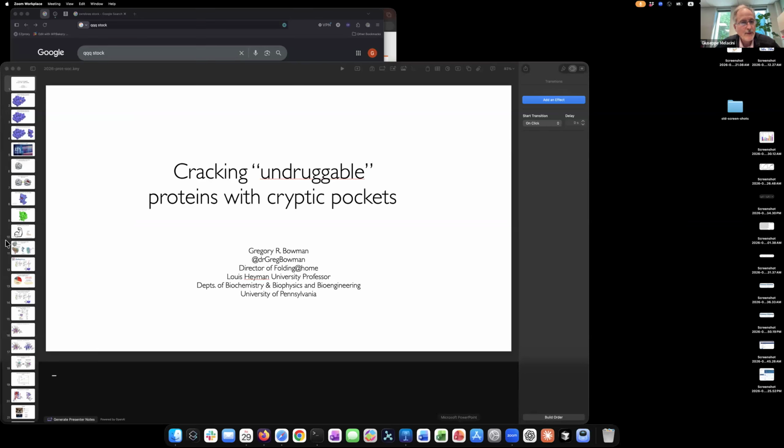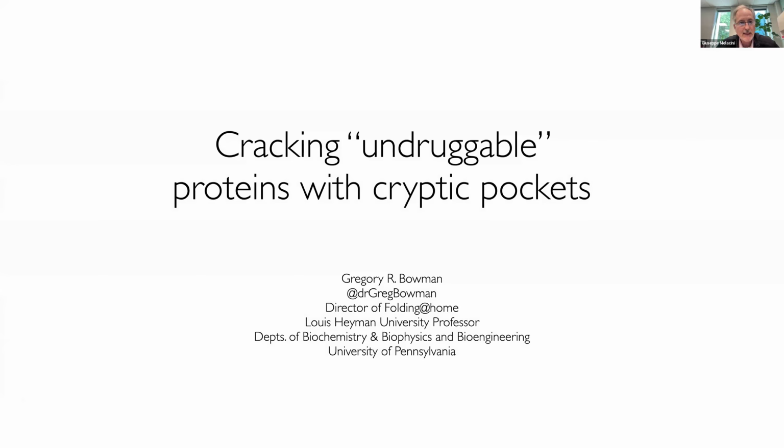Greg received his bachelor summa cum laude from Cornell and his PhD from Stanford. After a postdoc at UC Berkeley, he joined the faculty at Washington University, but in 2002, he moved to UPenn, where he's currently an endowed professor, Louis Heyman University Professor of Biochemistry, Biophysics, and Bioengineering. He's also the director of the Folding at Home Distributed Computing Program. Greg is the recipient of many awards and distinctions, but for the sake of time, I'll just cite a few: the 2024 Hirschfelder Lecture at the University of Wisconsin-Madison and the 2023 Graham Lecture at the University of Virginia.